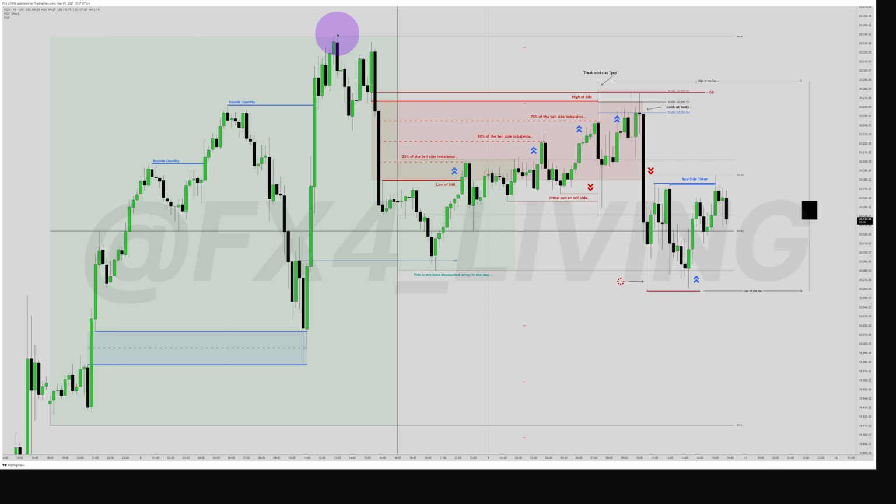Okay, so that's fine. So what you want to see is this is a large buy side imbalance. So that first of all has been filled, right? You can see right here, the market dropped really fast.